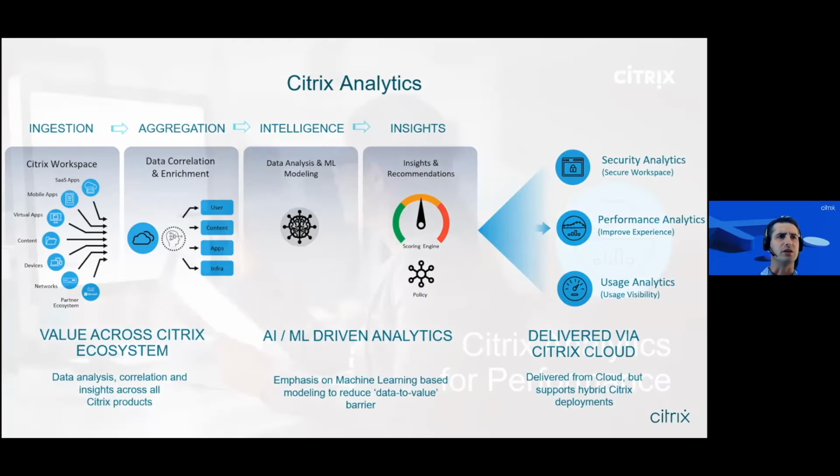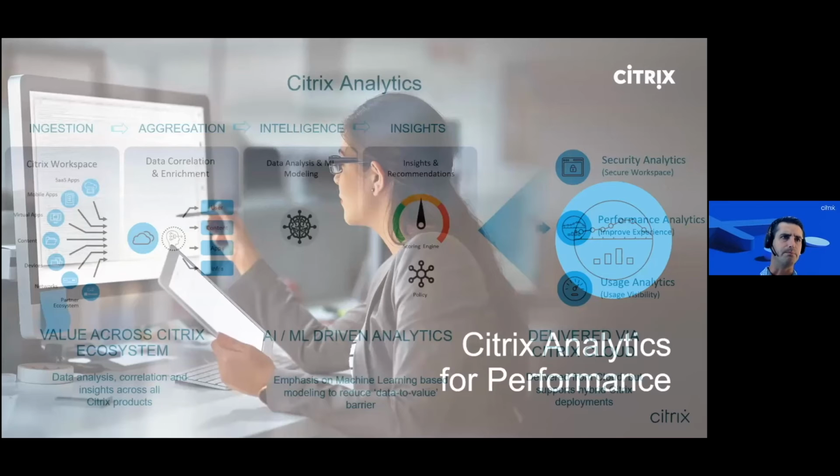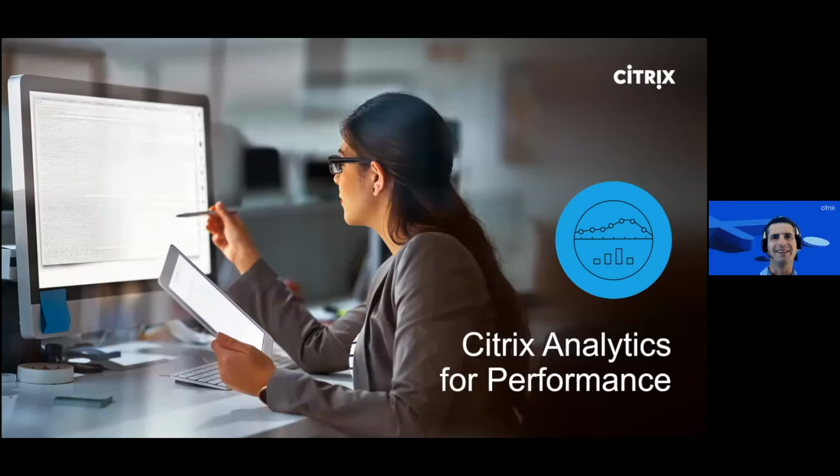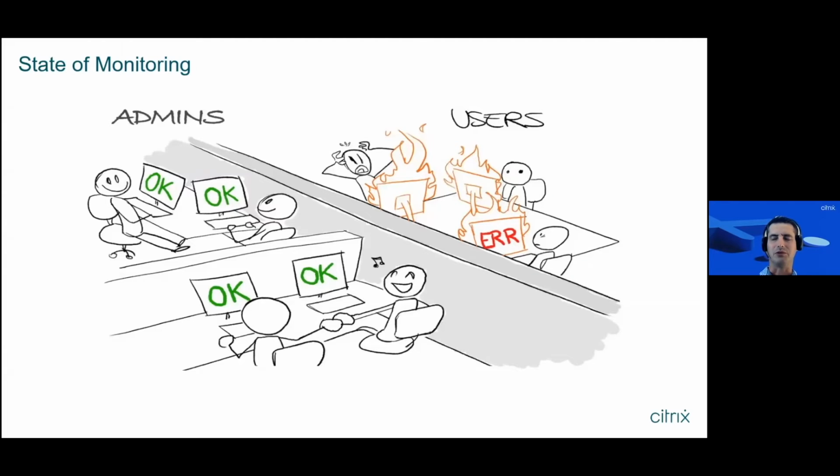Jumping right into Citrix Analytics for performance, the state of monitoring, and I'm sure this probably rings true for many organizations, from an admin perspective, everything's going along well and there doesn't appear to be any issues. But then on the user side, the building's burning down. And this is often the situation with having too much data, not having the right data at the right time. To IT, everything looks good, but to the users, it's a very different experience.